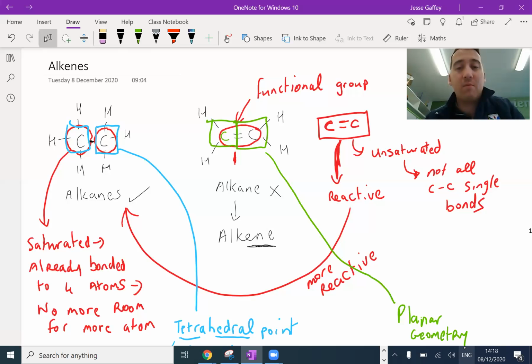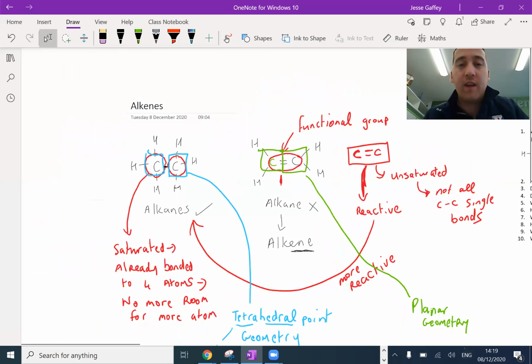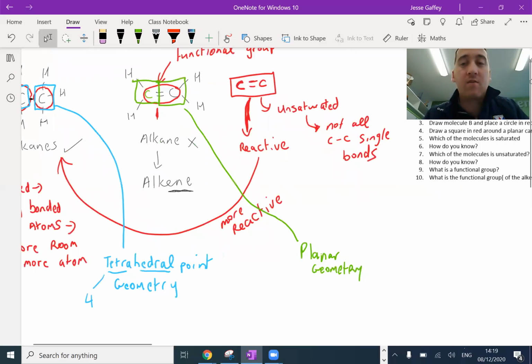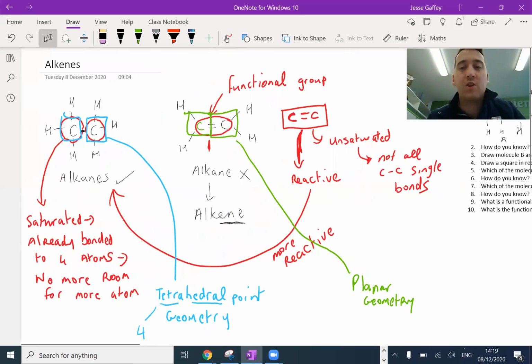What does unsaturated mean? It means that you can add more atoms to it, essentially. If something is saturated, you cannot add any more atoms. That makes these molecules reactive because you could break the double bond and add new atoms in. So we say the C double bond C is a reactive functional group. Any carbon which is surrounded by 4 atoms is a tetrahedral geometry. And any carbon surrounded by only 3 atoms has a planar geometry.